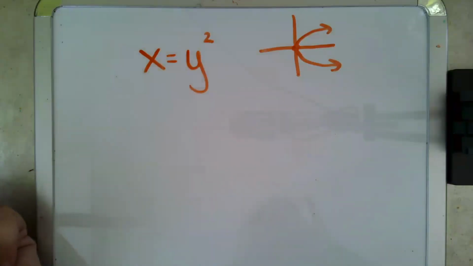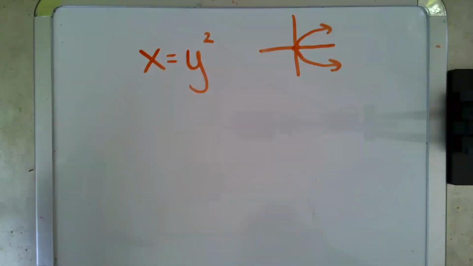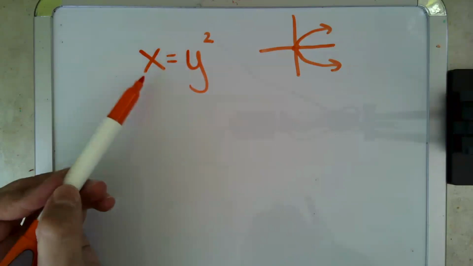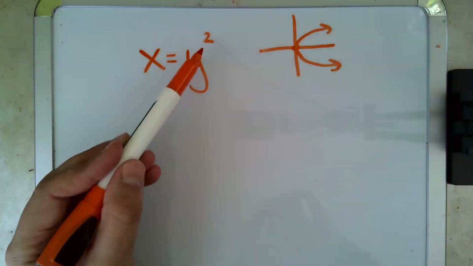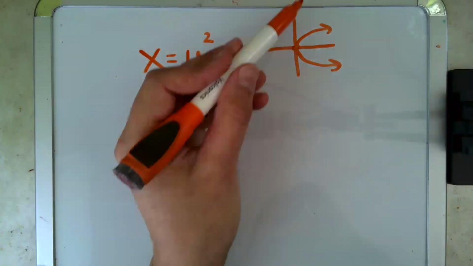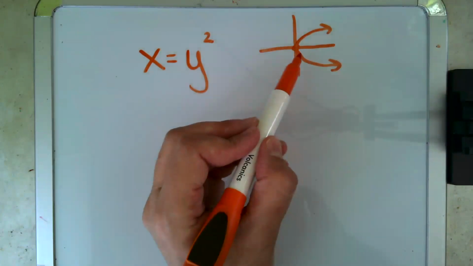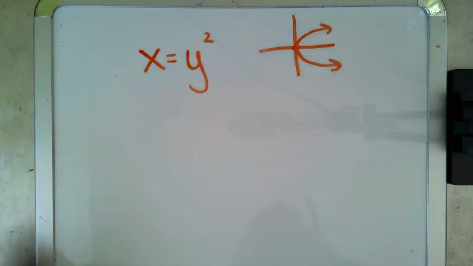Hello. I recently got a request to make a video about what happens when your parabola opens side to side instead of up and down. So let's do it. Okay, so let's start with the new parent equation. Instead of the traditional y equals x squared, this time we have x equals y squared. That gives us a parabola that opens to our right.